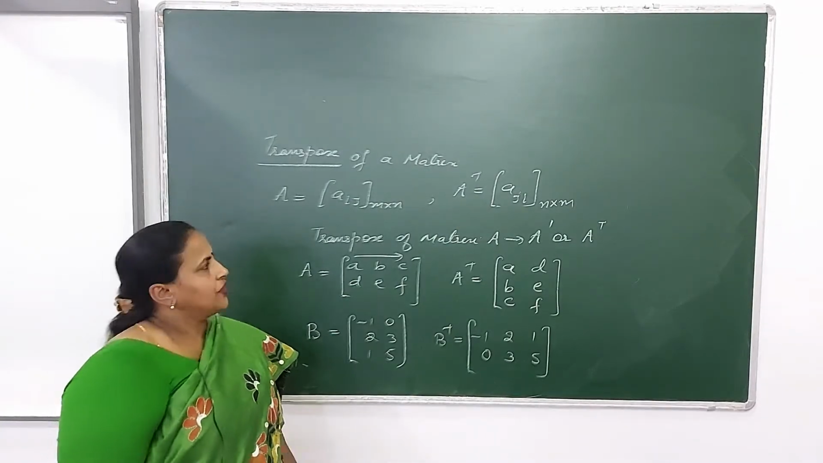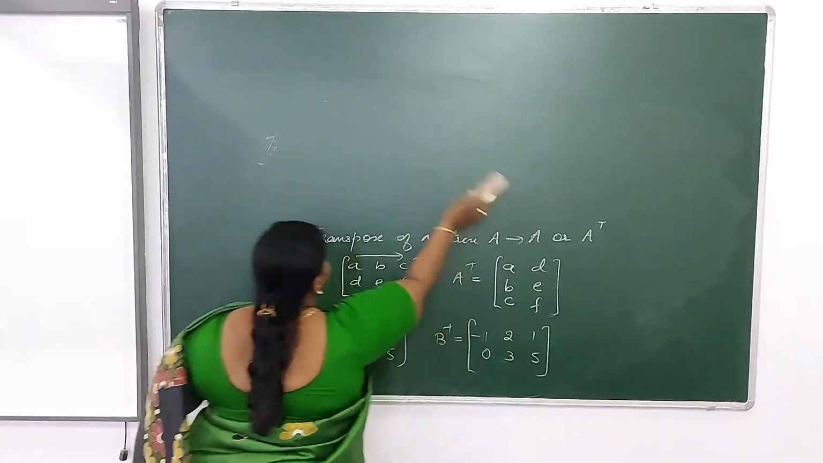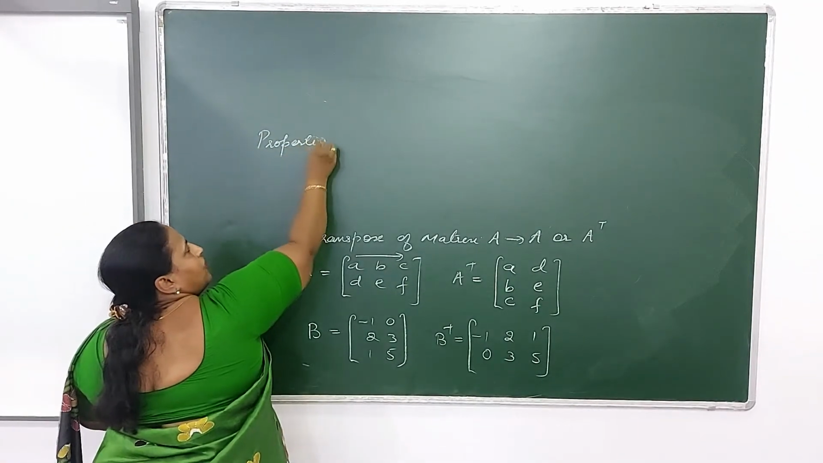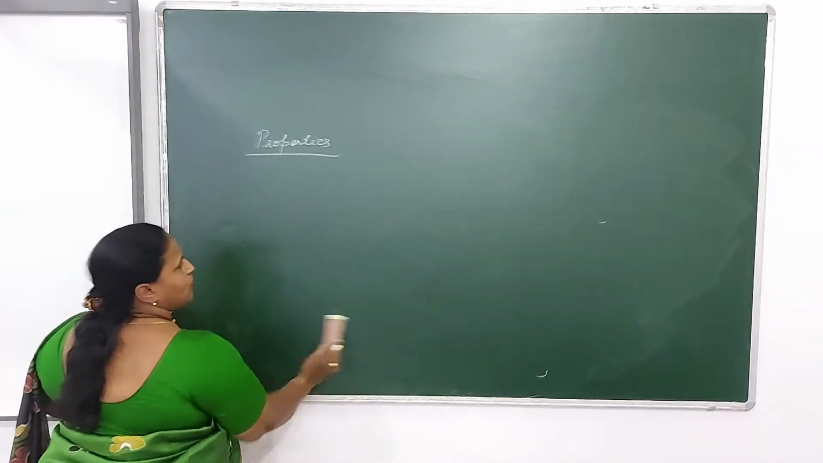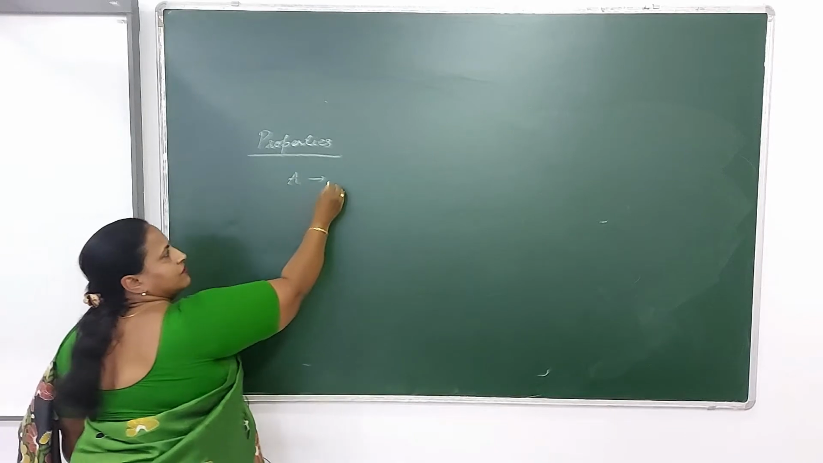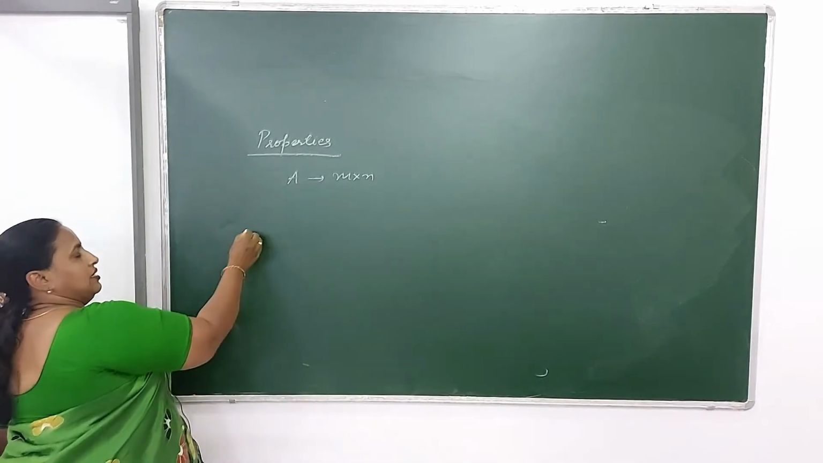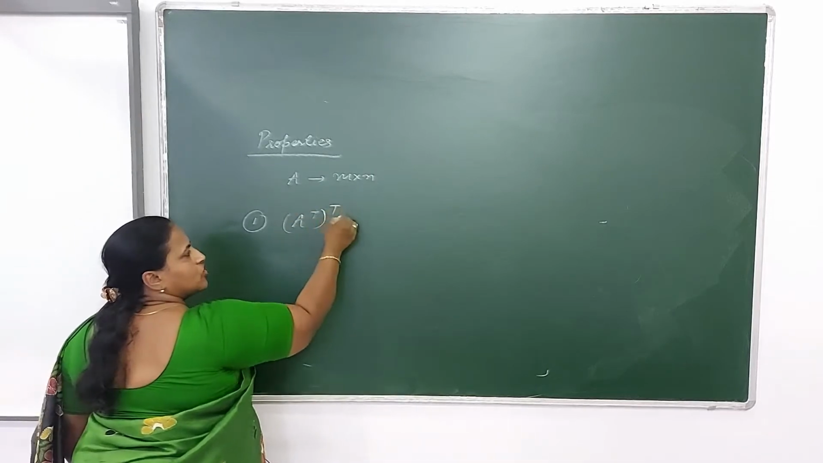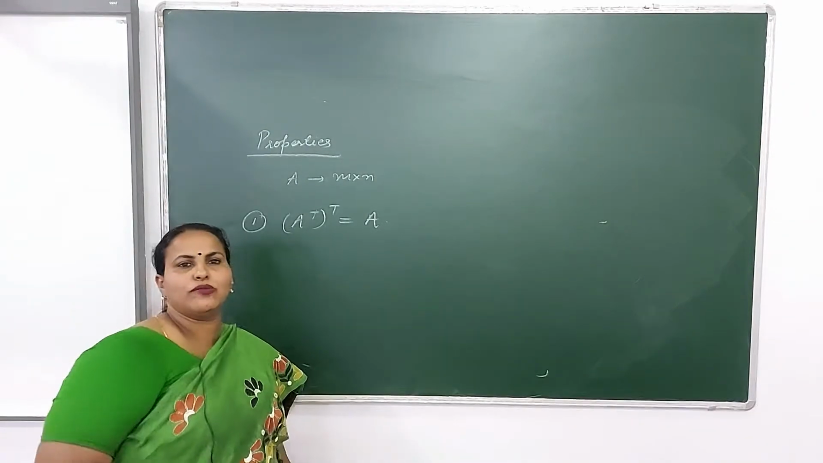Okay, next is the properties based on transpose of a matrix. So let us see this. Properties based on transpose. All very important properties. Often you will be using all these properties. So the first property is: A be a matrix of any order, so let it be of order m by n. Then the very first property states that A transpose whole transpose is equal to A. Transpose of transpose matrix is A.